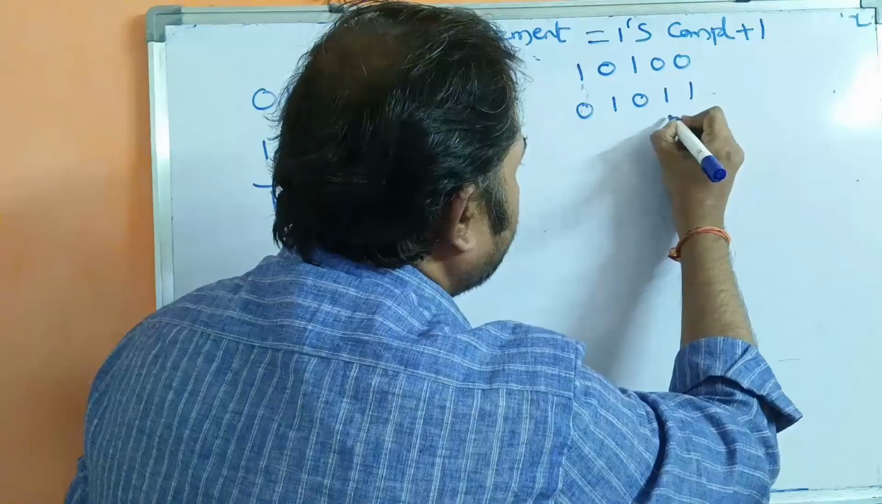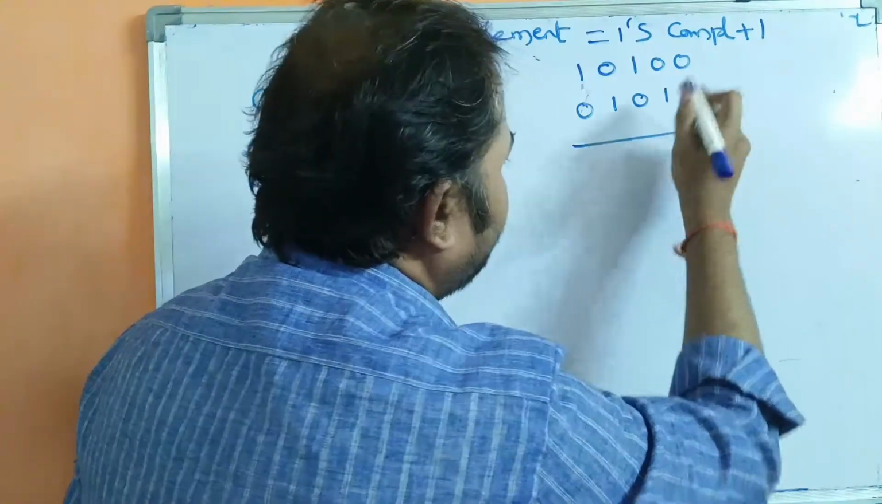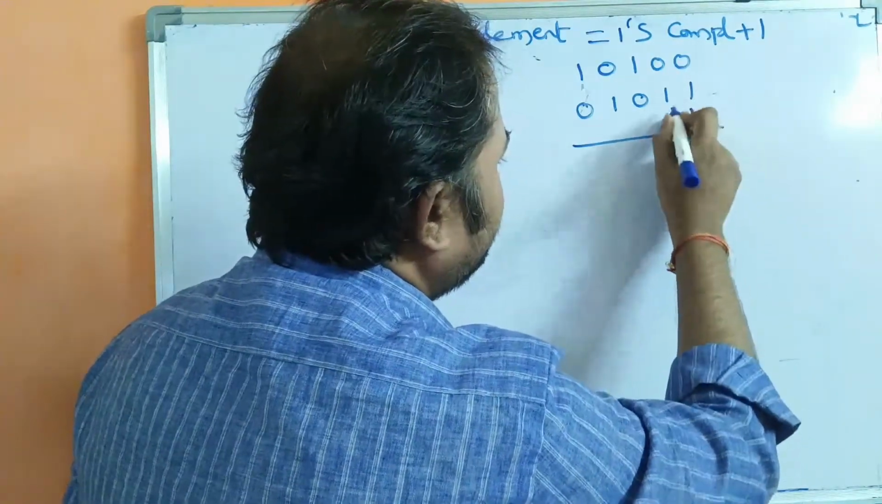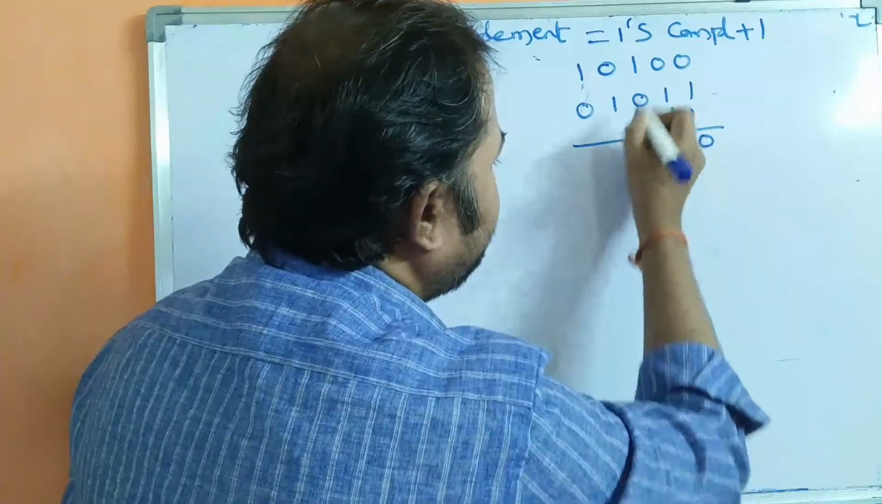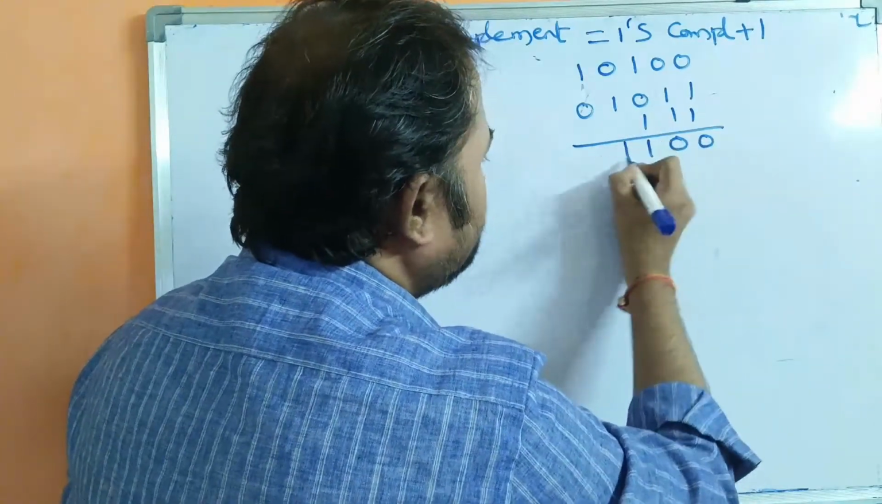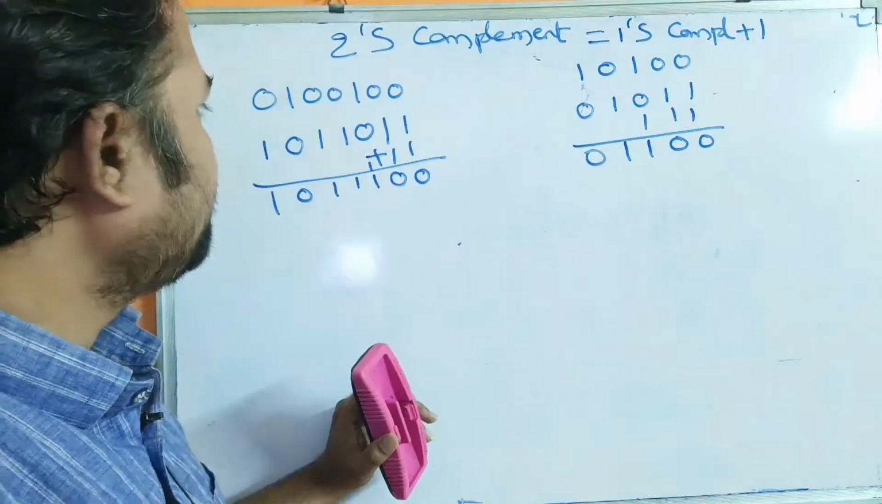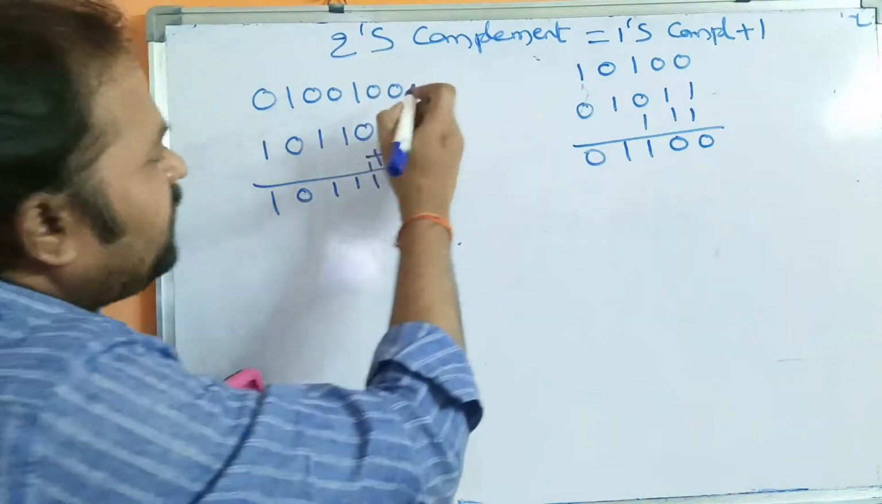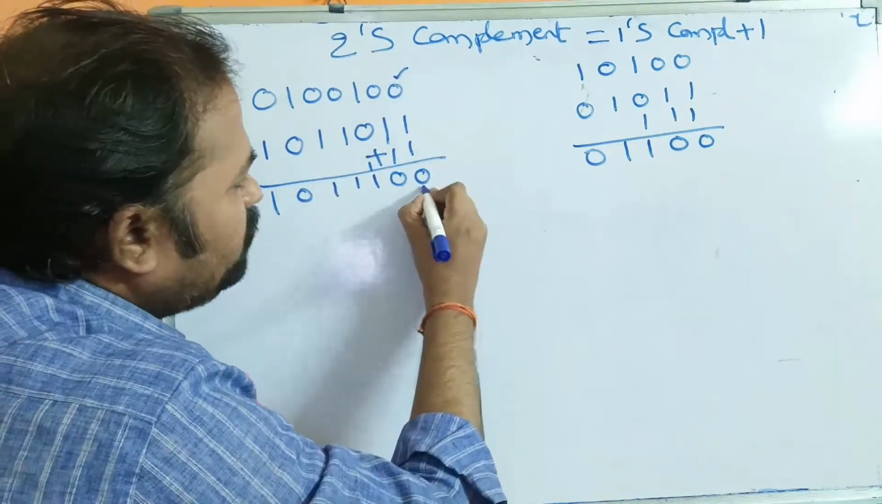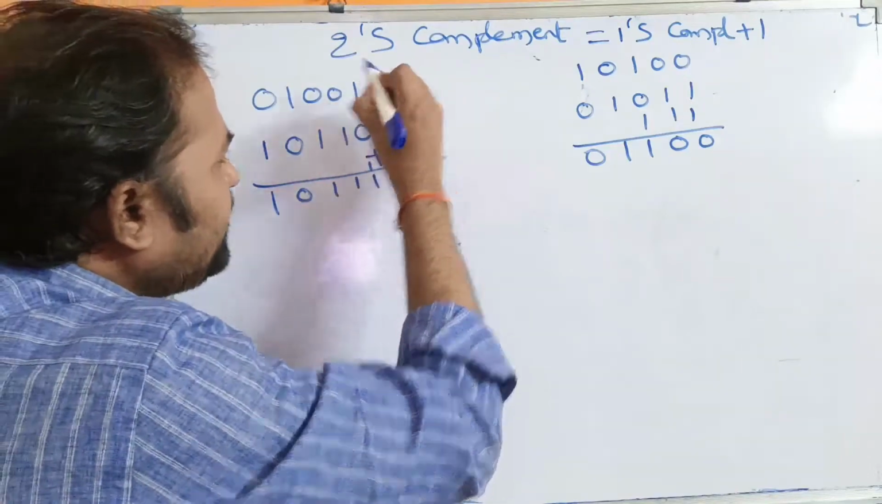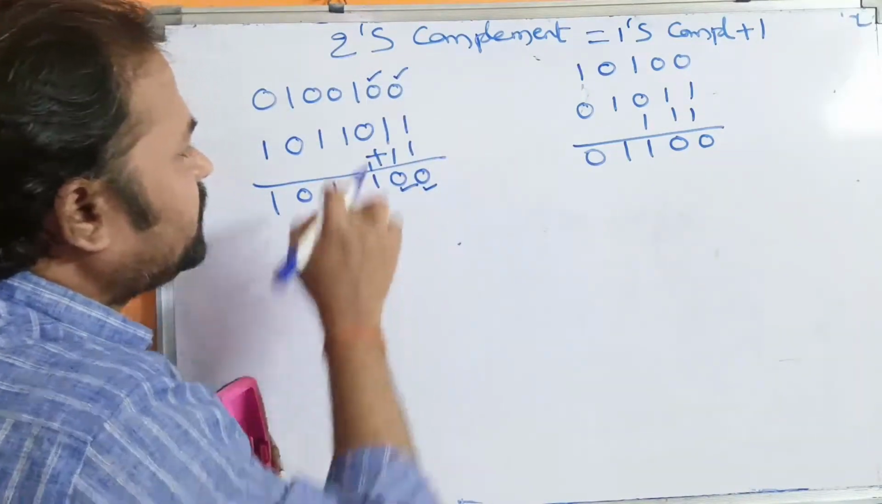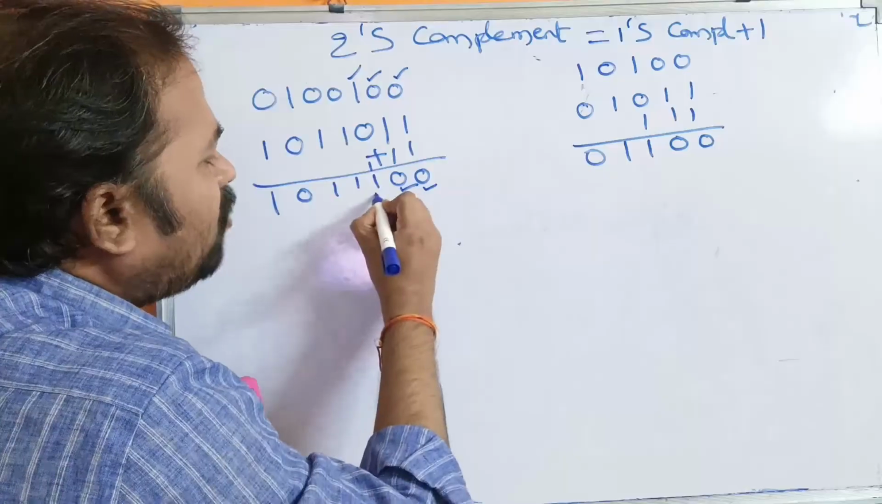Next we need to find the 2's complement. For that we have to add 1. 1 plus 1 means 0 with a carry 1. 1 plus 1 means 0 with a carry 1. 0 plus 1 means 1. So 1, 0. So if we observe the logic here, if the input is 0, then the output is 0. If the input is 1, output is 1.